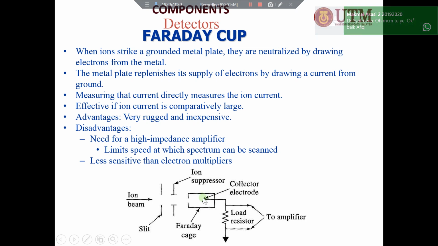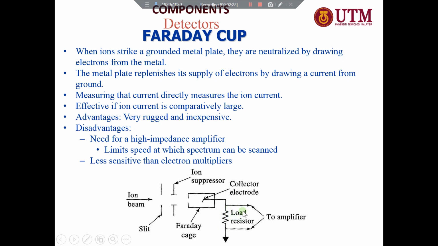Okay, you imagine here the electron is sucked in, the electron was drawn into your molecular ion or fragment ions, then it becomes neutral. What happens is, at this collector electrode, the number of electrons will decrease. When the number of electrons decreases, from the ground it will try to supply electrons to fill the plate's electrons back again. So when that happens, there will be a flow of current, the current formation.